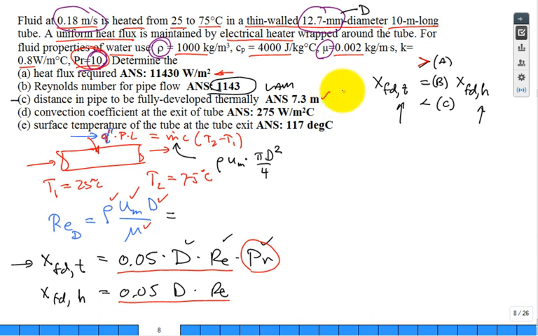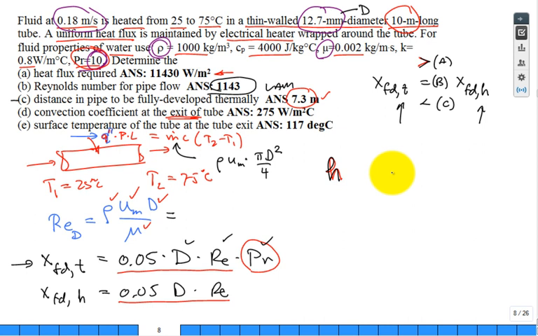Part D. What is the convection coefficient at the exit of the tube? Well, again, the emphasis on the exit. The tube length is how long? 10 meters long. It's going to be fully developed after 7.3 meters. So what do you think? How am I going to calculate the convection coefficient at the exit of the tube? So this is one of those things that you just have to say, oh, it's laminar flow. At that point, it's going to be fully developed in the pipe.